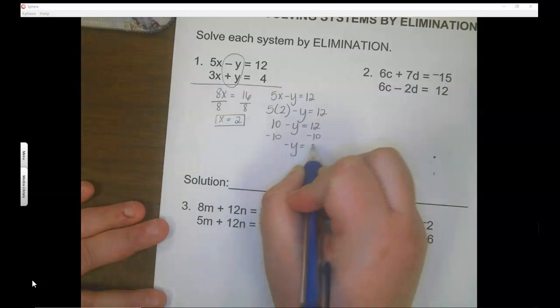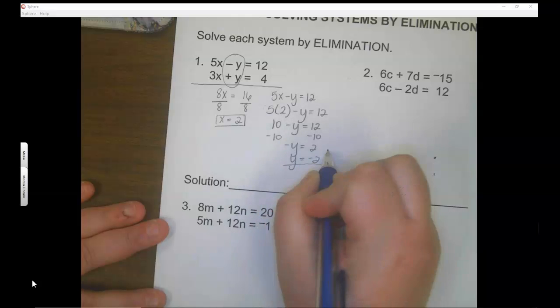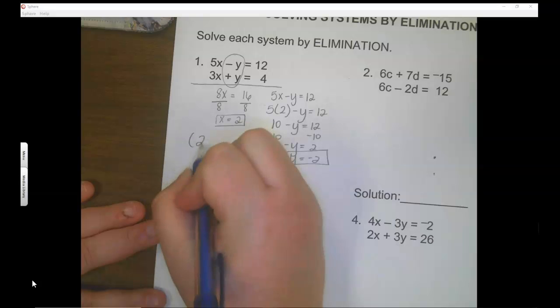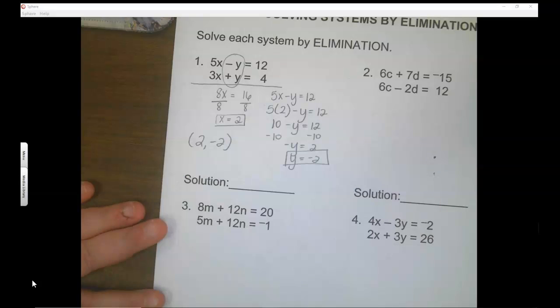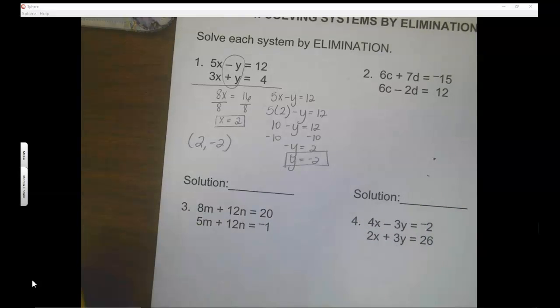Negative y equals 2. So y equals negative 2. So the solution to this one is 2, negative 2. And we could go to our calculators and test them out. And I'm going to go ahead and do that.